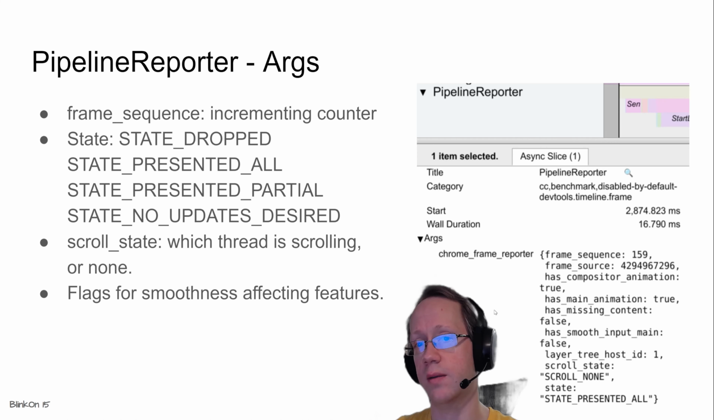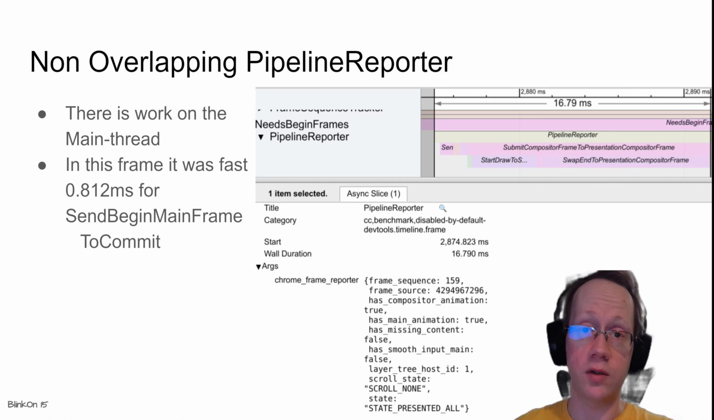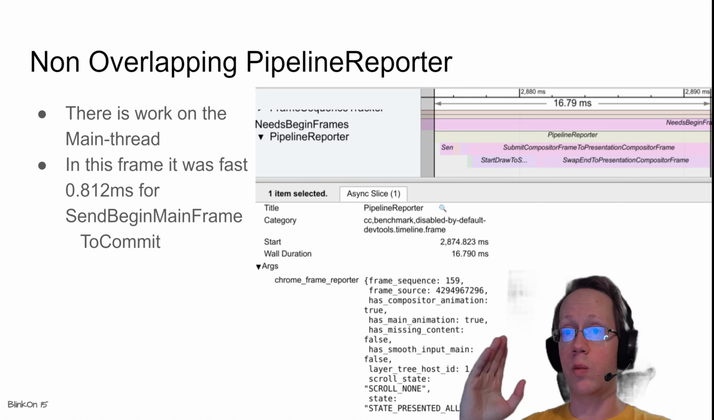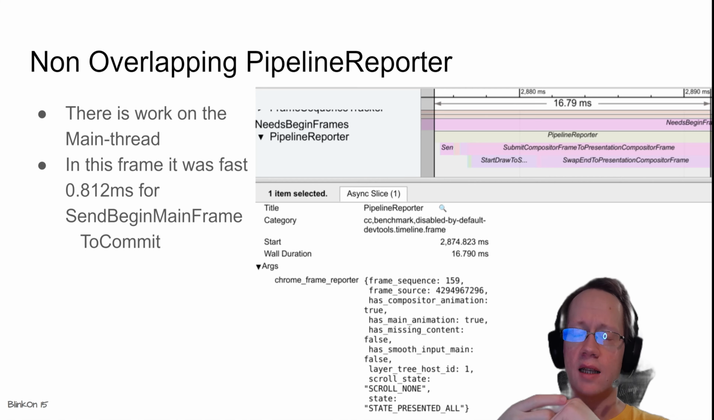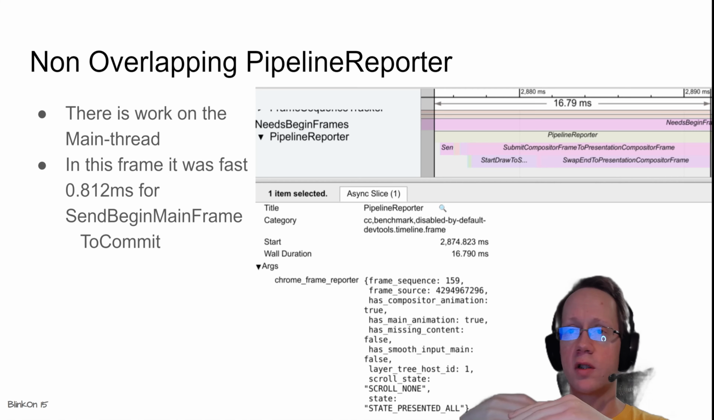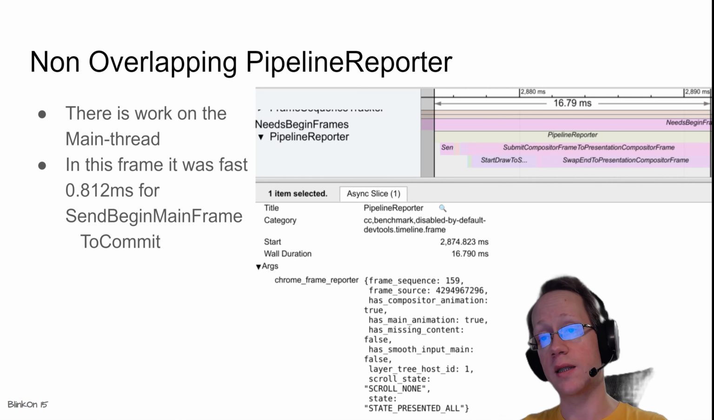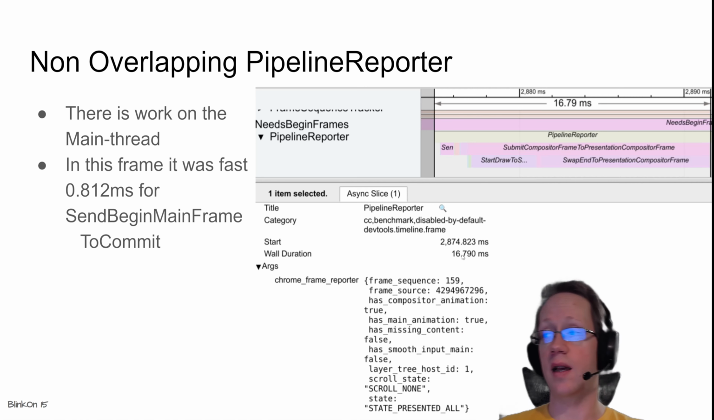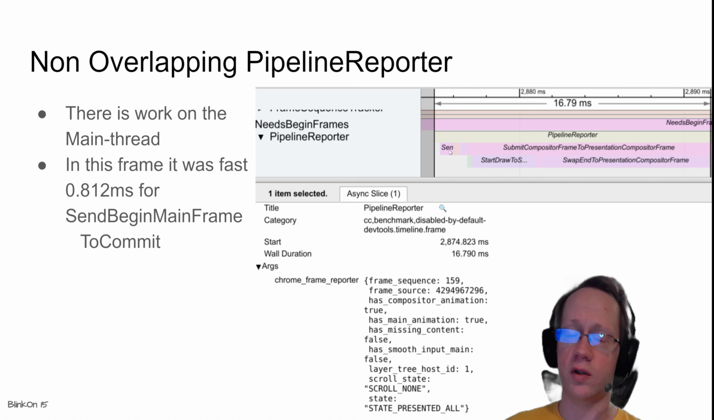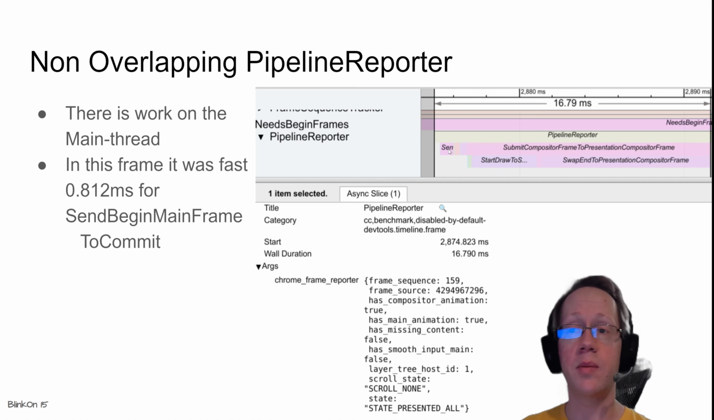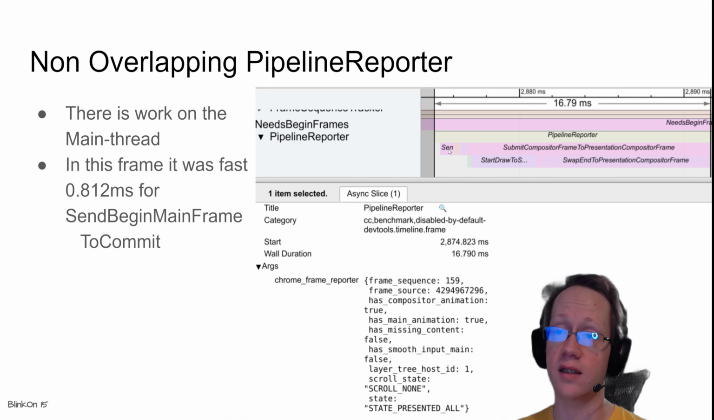The most basic case for a pipeline reporter is when there's no overlap whatsoever. For this to occur, when there's main thread work to be done, the main thread has to be relatively fast. It has to be ready before a certain deadline that the render's compositor thread decides. In this example, you can see, though it's too small to see here without zooming in further, that the send begin mainframe to commit stage was actually really fast, less than a millisecond. Here we have presented all, and both threads actually had an animation to occur, and it was able to get both within the same single frame, so there was no latency to either animation in this.